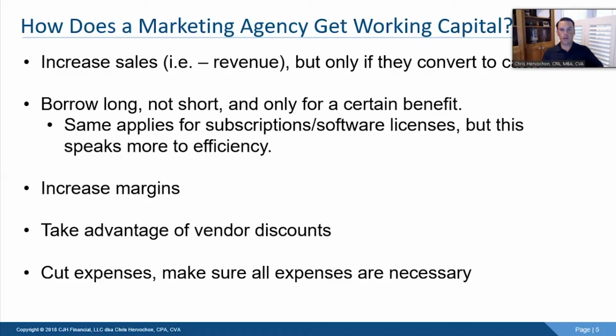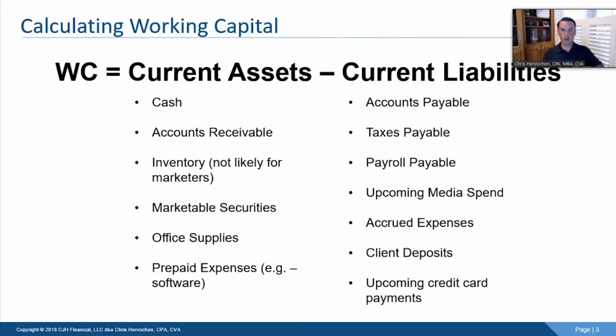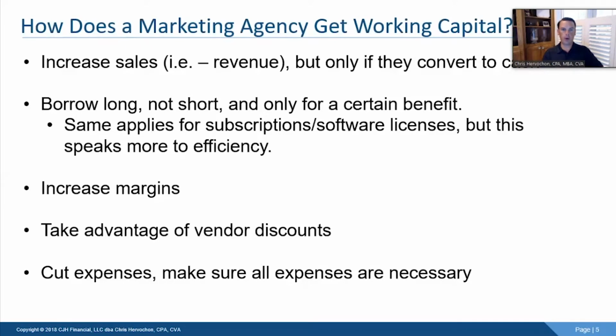The second bullet point here, borrow long, not short, and only for a certain benefit. So if we think about this equation right here, it's all current, okay? So when we talk about borrowing long, that means long term. So loans that are going to mature in more than 1 year and only for a certain benefit. So that means if I go and borrow this money, what I'm going to do with the cash is I am going to turn it into a certain benefit. I'm going to turn it into revenue. I am absolutely positively sure that I'm going to turn it into revenue, and I'm pretty sure, if not almost certain, that I'm going to turn that into cash too.